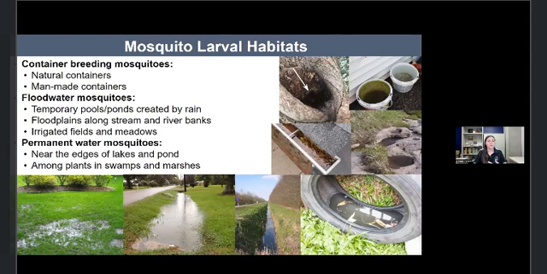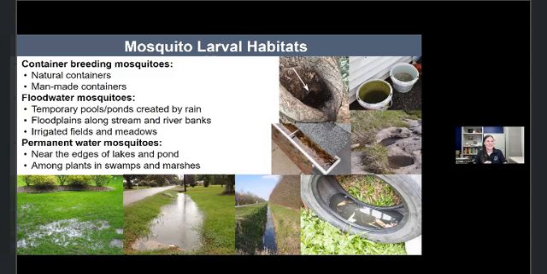Other places for floodwater mosquitoes could be ditches and things that flood after it rains, irrigated fields. Any place that holds water temporarily after a heavy rain is considered a floodwater habitat. And then we have permanent water mosquitoes, and they're going to lay their eggs in places that are always going to be holding water. So near the edges of lakes and ponds, among plants in swamps and marshes or permanent wetlands. So these are mosquitoes that, unless you have a permanent body of water that's relatively large by your house, you're not really coming into contact with.